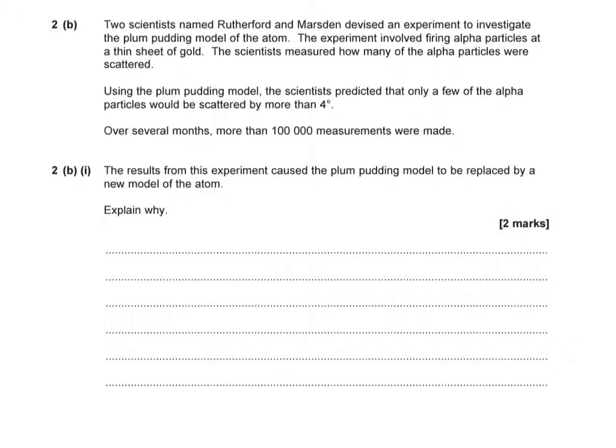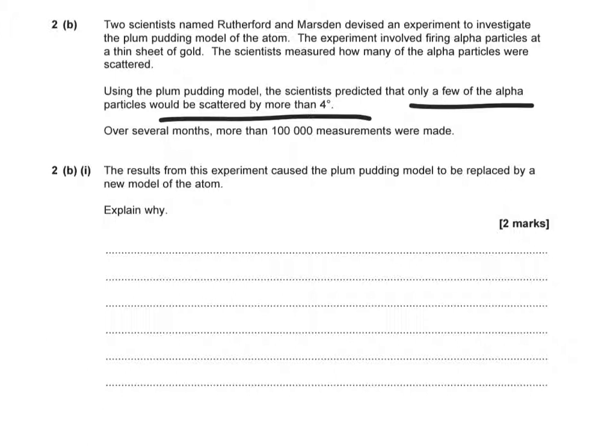In part 2b, you get given lots of information, so it's kind of important to read through. So, 2 scientists named Rutherford and Marsden devised an experiment to investigate the plum pudding model of the atom. The experiment involved firing alpha particles at a thin sheet of gold. The scientists measured how many alpha particles were scattered. Using the plum pudding model, the scientists predicted that only a few particles would be scattered by more than 4 degrees. Over several months, more than 100,000 measurements were made. The results from this experiment caused the plum pudding model to be replaced by a new model of the atom, and your role now is to explain why.